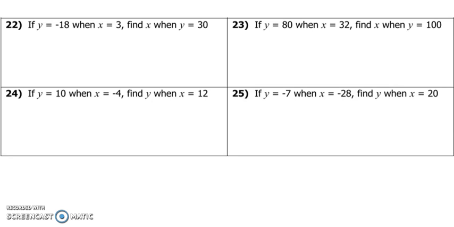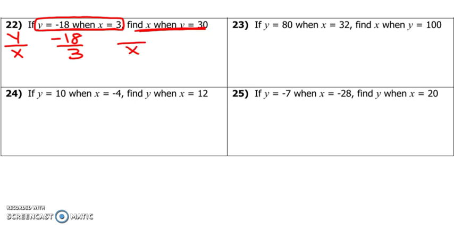Now, when it comes to word problems, please make sure you're careful on what you pair with what. It says, if y equals negative 18, then x equals 3. Those two are grouped together, and those next two are grouped together. But make sure you read it carefully. So we still want it to be y over x. In this case, I'm going to have negative 18 over 3. I need to find x when y is equal to 30. So we're still setting it up the same exact way. You just have to slow down and make sure you know which one's x and which one's y.